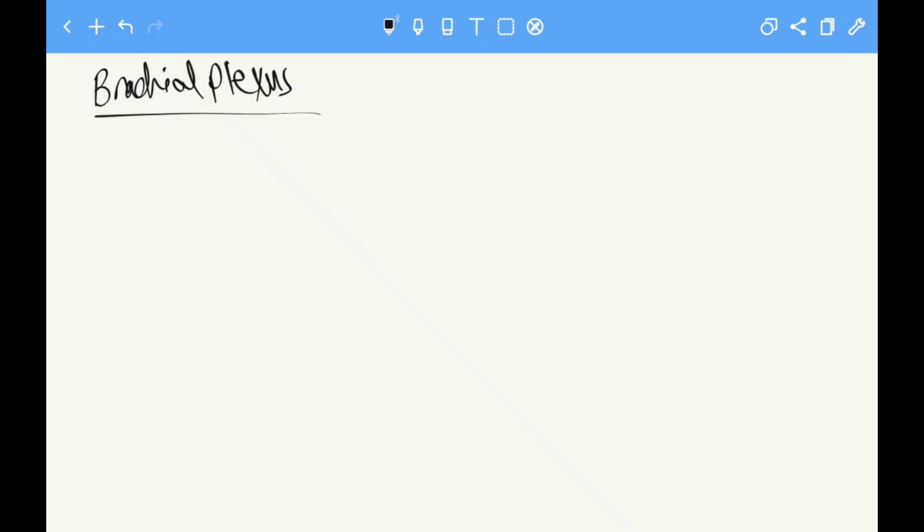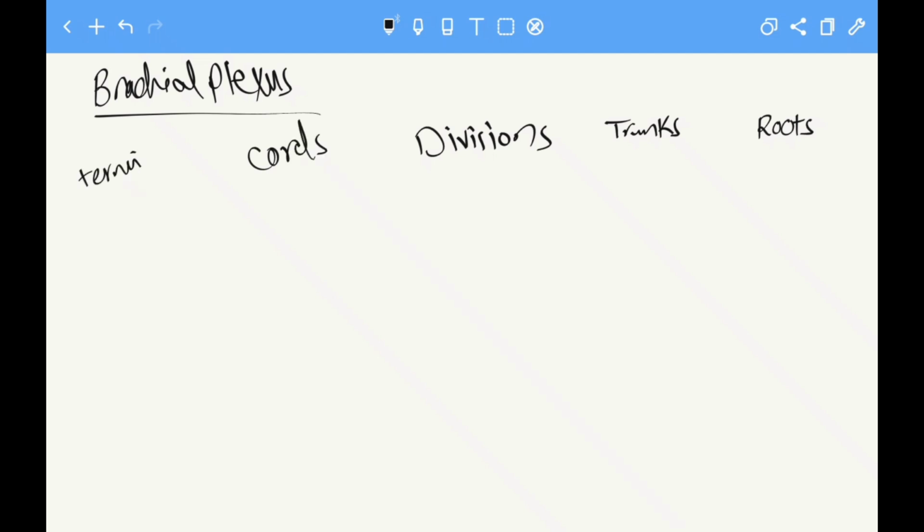The brachial plexus is the nerve network supplying the upper limb that originates from the anterior rami of the spinal cord. It is divided into roots, trunks, divisions, cords, and terminal branches.